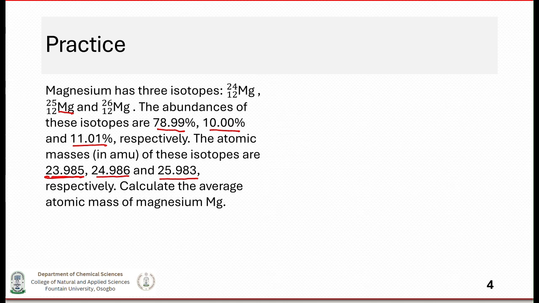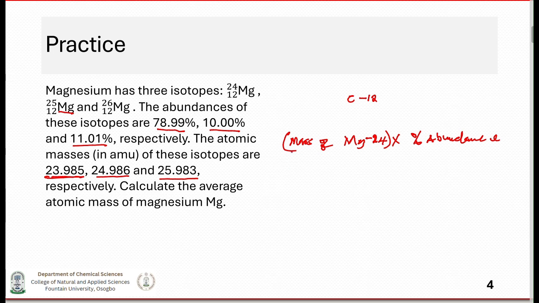So let me write it. Mass of Mg24, of magnesium 24. The way we write for carbon 12, this way. So the mass of this magnesium 24 multiplied by the percentage abundance of that magnesium 24, which is 78.99. So I will just write percentage abundance first. So this is for magnesium 24.